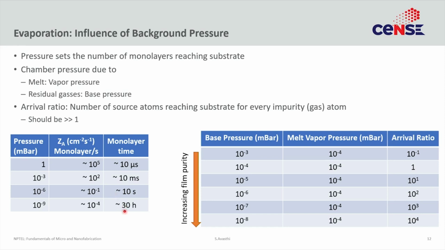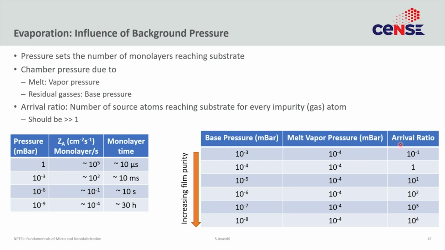So this is what is behind the concept of this arrival ratio: for every source atom that you want to deposit, how many impurity atoms do you get? And for pure films, this should be much more than 1. So if you want a 99.99% pure film, then this arrival ratio should be 1 in 10,000, right?